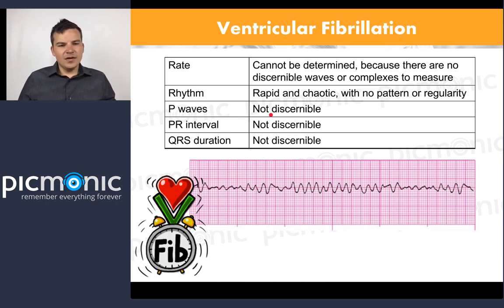Let's look at the rate here. What's the rate? I can't tell the rate, Kendall. That's absolutely right. Great answer. What's the rhythm? It's a bunch of chaotic mess. I can't tell. Absolutely right. Good answer. Where are the P waves? Look, what am I, a magician? I don't see any P waves. What's the PR interval? This is not funny. And that's right. Nothing is discernible.